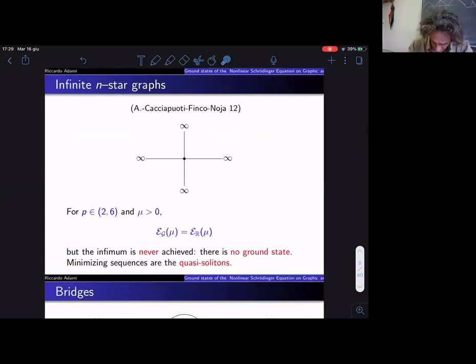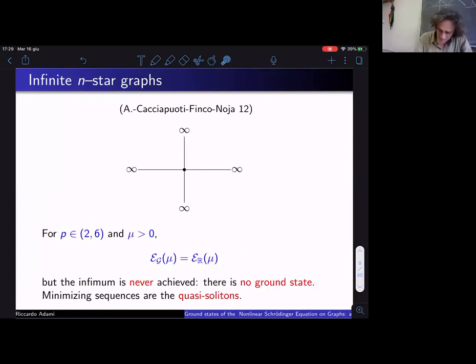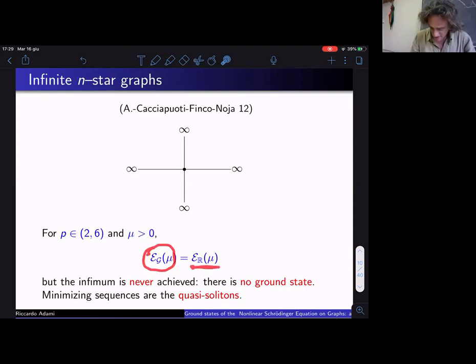And now we go to the infinite n star graph, which is the starting point of all this research. It happens that for every mu, irrespective of the choice of a positive mu, the infimum of the constrained energy is equal to the energy of the soliton, the infimum in R, but it is never attained. So there is never ground state. This was, at the beginning, a surprise, at least for us. And there are minimizing sequences, of course, and they are what we call the quasi-solitons, in the sense that you can think of a sequence made of a soliton that, when n in the sequence grows, then this almost soliton goes toward the infinity.